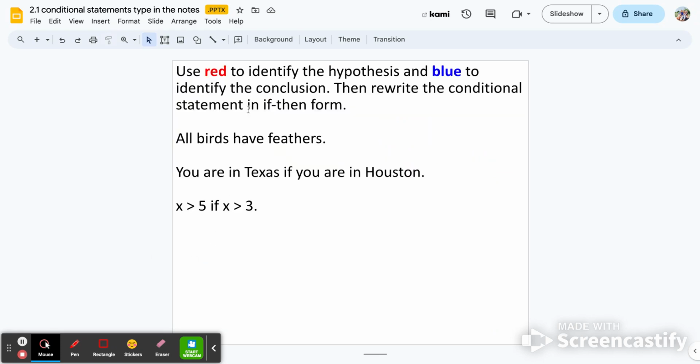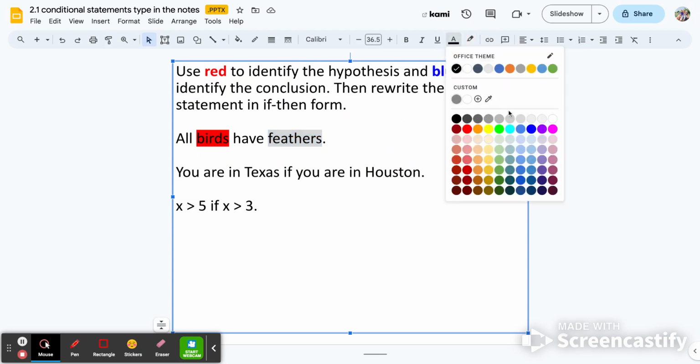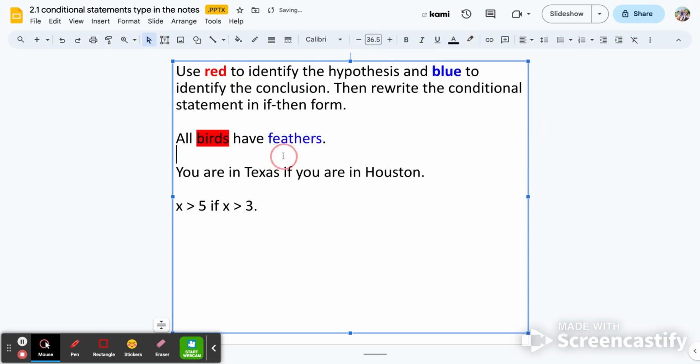Okay, so what we're going to do is use red to identify hypotheses here and blue to identify the conclusion. Then we will rewrite the conditional statement in if-then form. So first off, birds, that is going to be your hypothesis. And then feathers would be the conclusion. So if we were to write this in if-then form, it would say if an animal is a bird, then it has feathers.